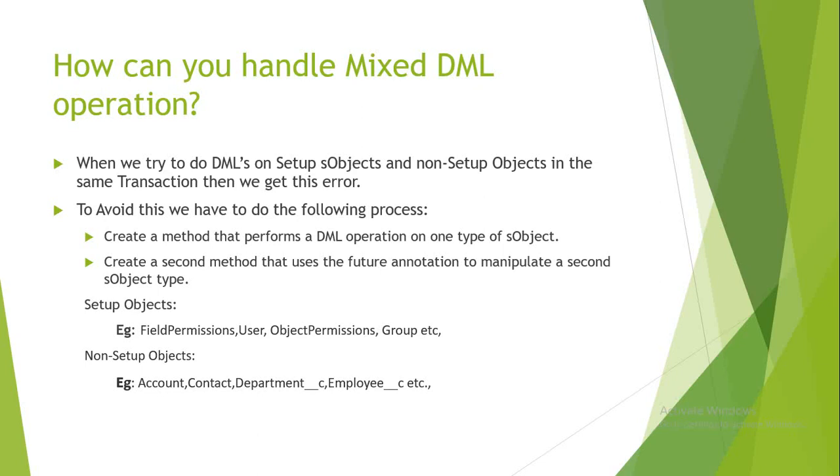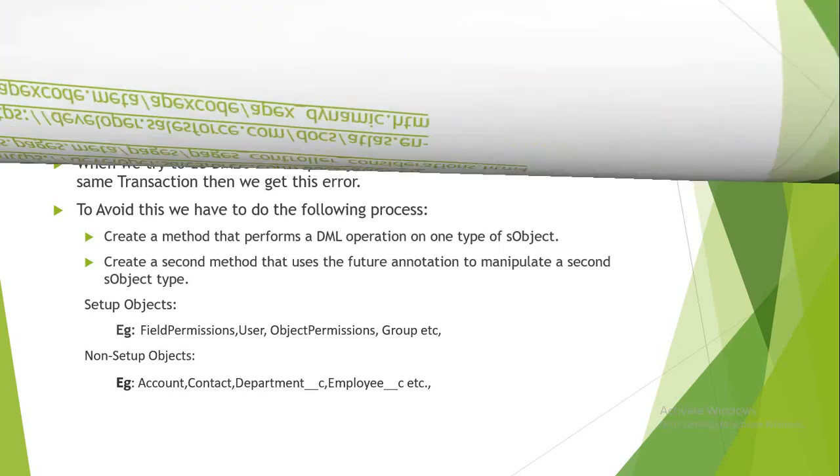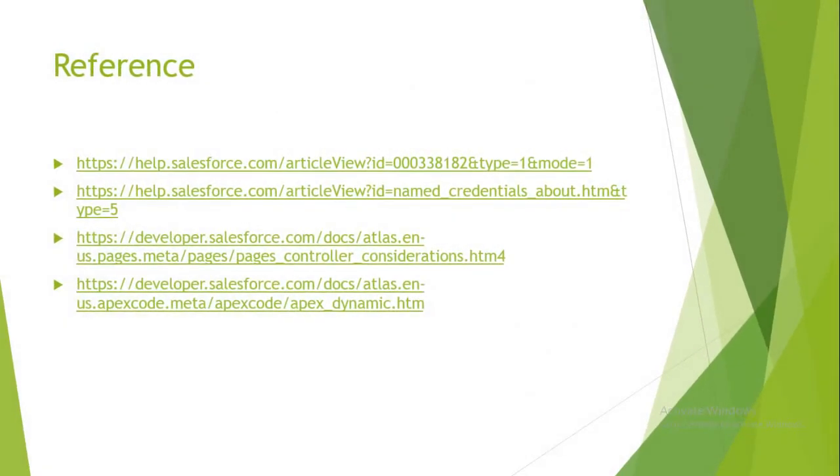For example, what are the setup objects we have? Few things we'll discuss. Setup objects: field permissions, user, object permissions, group. These kinds of things are setup objects. You can have a look at more setup objects. I'm going to give you reference links in the description of this video. You can see that. Non-setup objects like account, contact, custom objects, department, employees, these kinds of things are non-setup objects. So these are all the references. You can have a look.